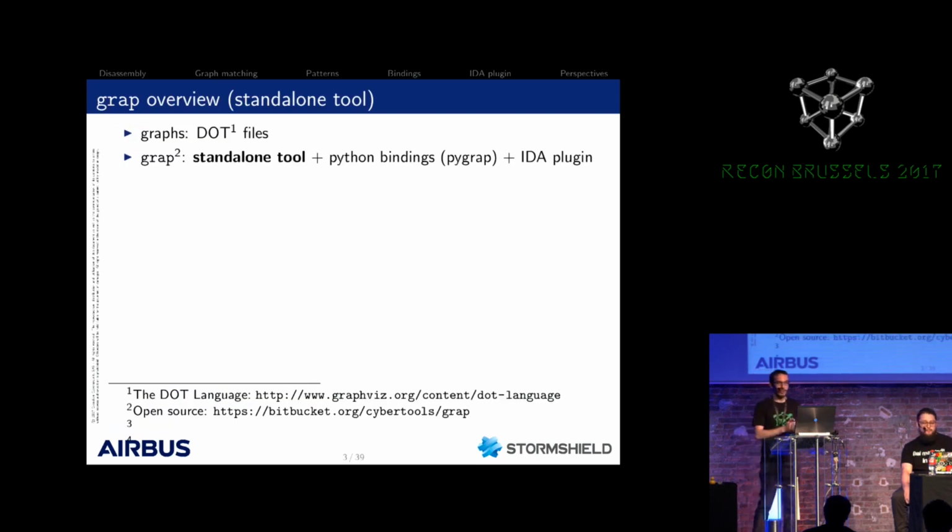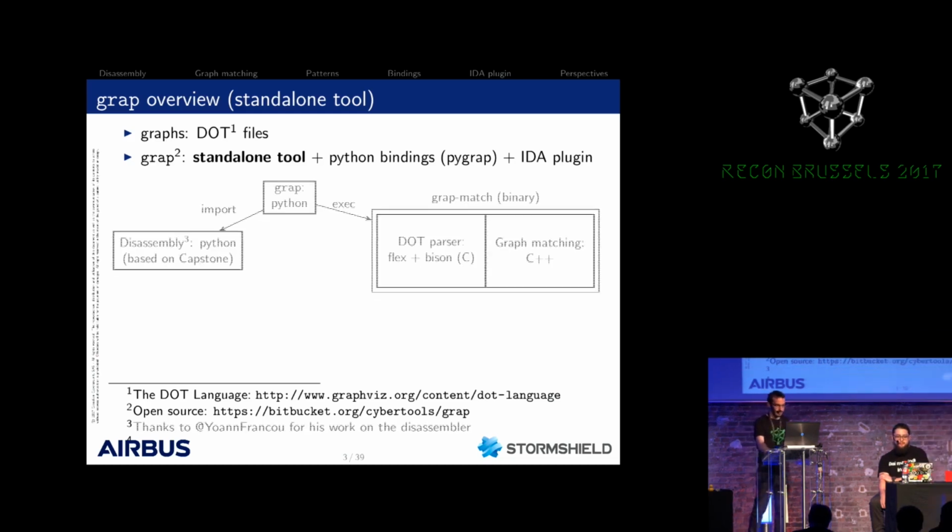I'll present a quick overview of the GRAP project. Since we're working on graphs, we use the dot language to represent the graphs. That is simple text files, and we will see a lot of examples later, but it's quite simple to write graphs in this language. GRAP is at the same time a standalone tool that you can use on the command line. Then it has Python bindings to leverage the algorithms from GRAP from Python, and we also developed an IDA plugin. Everything is open source and available online.